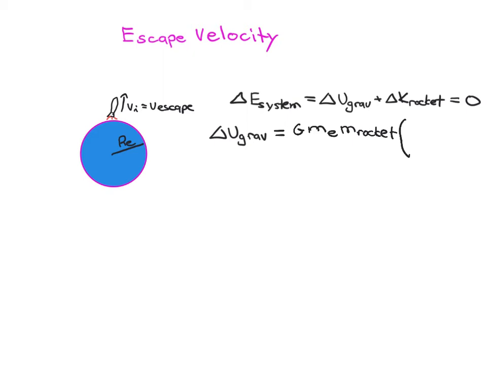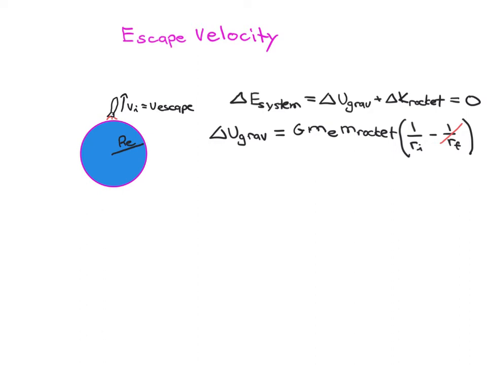And then we have to multiply it by 1 over the initial distance that the rocket is from the Earth's center minus 1 over the final distance that the rocket is from the Earth's center. And if we're talking about this escape problem, we're going to assume that the rocket is going to make it out all the way to infinity. That means that r_f is going to be infinity, and that means that we can ignore this term here. That's going to go away.